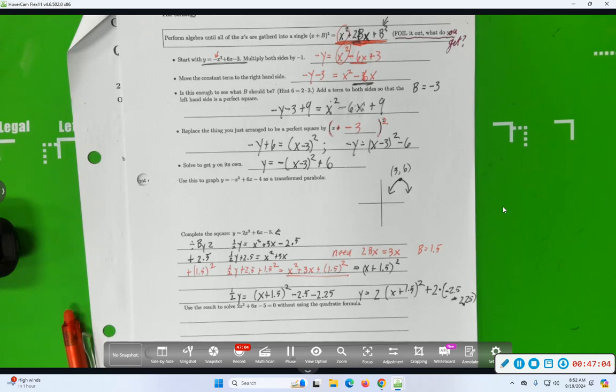Groovy. And what will we start with next time? We will start by writing down, instead of this algorithm, a formula. That formula will just tell you what A, B, and C are.